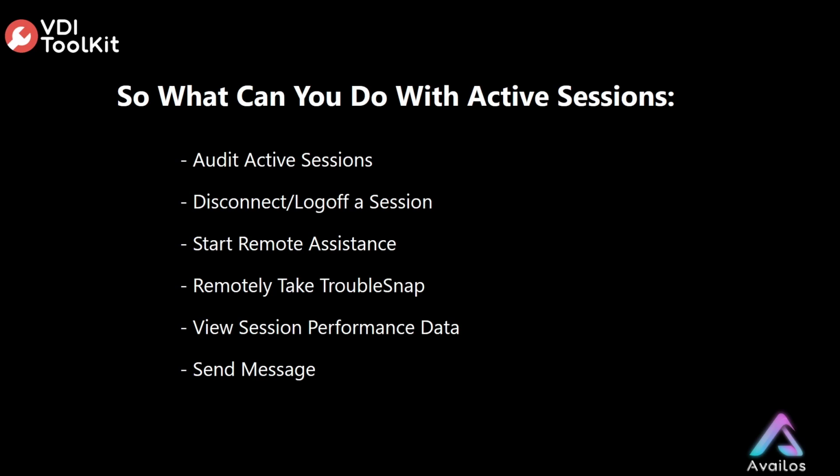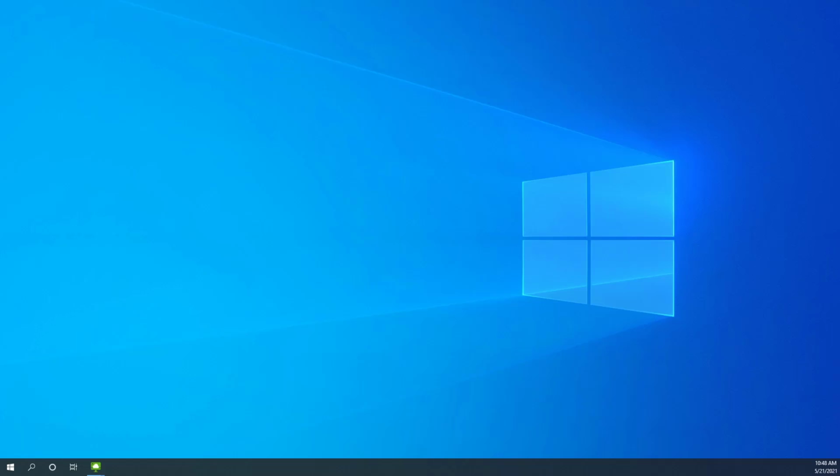You can also view active session performance data to see how performance has been for the active session from the start. And lastly, you can send a message to an individual session or all sessions, which can be helpful when trying to relay messages about downtimes, etc. Up next, we'll demonstrate how to monitor active virtual desktop sessions using the VDI ToolKit. Okay, let's go ahead and get started.